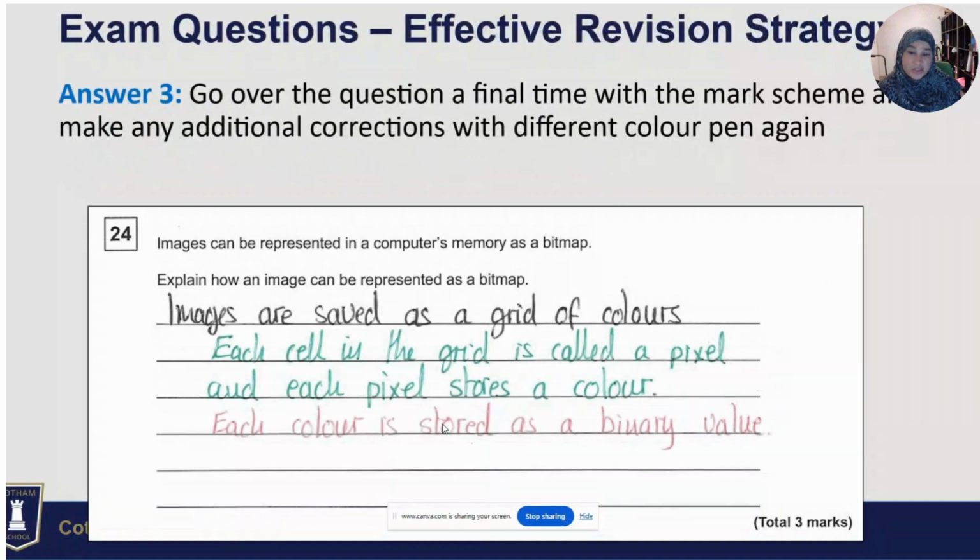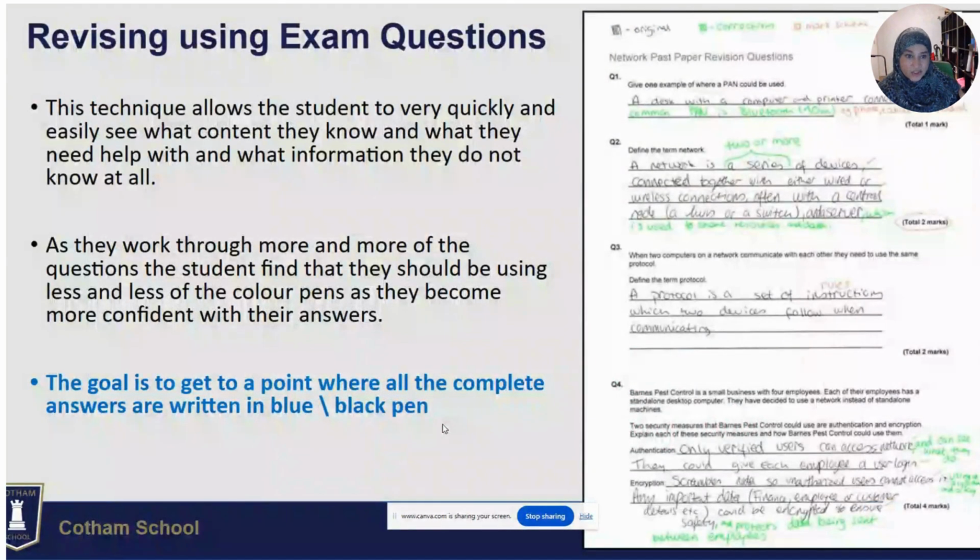Then they should go back over the question again for the third time with the mark scheme. And is there anything in the mark scheme which is different to what they have written or what they've taken from their revision? They should add this in red pen. They should then go back and add what's in red to their revision notes, and then repeat the cycle of learning again, and then have a go at the question again.